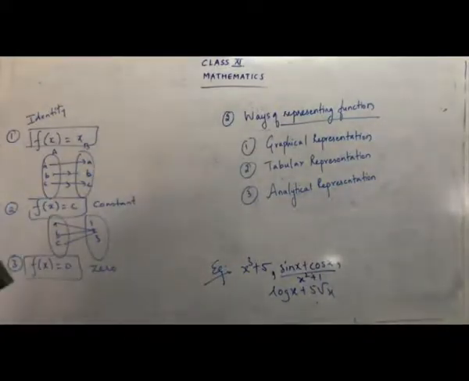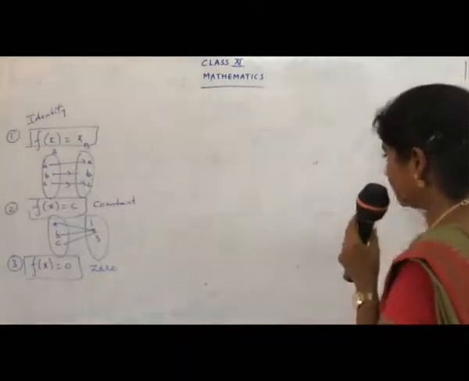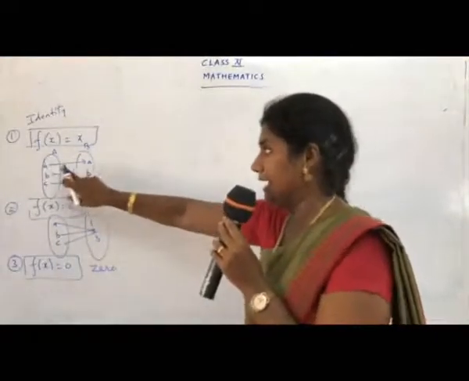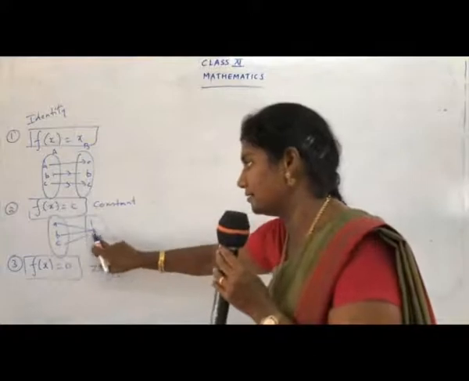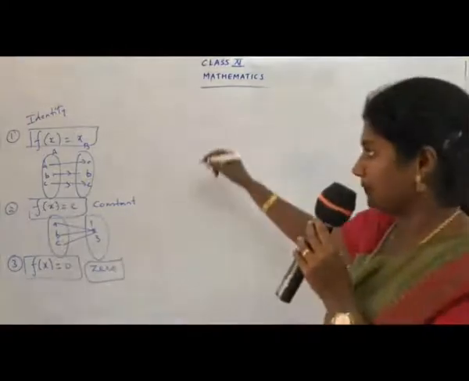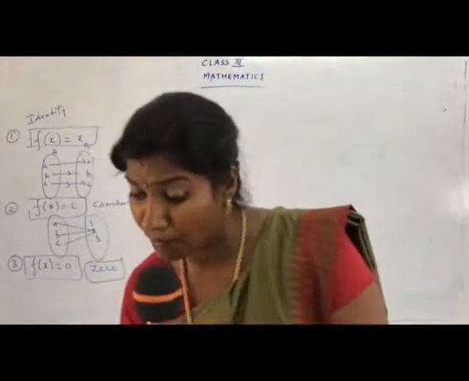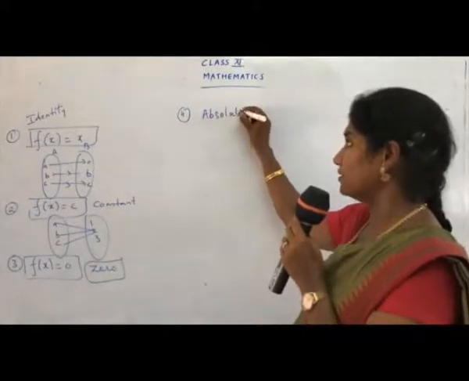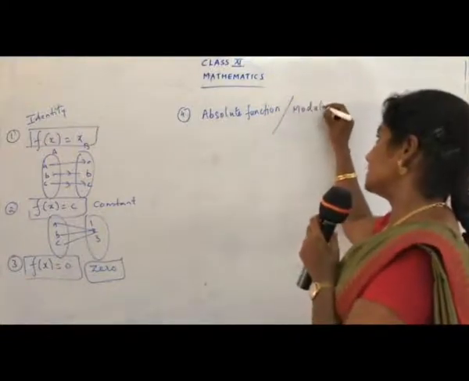So what are the 3 functions we have seen? The first one is identity function, f of x is equal to x. Every element is mapped to itself: A to A, B to B, C to C. Constant: everything is mapped to a constant. And f of x is equal to 0 is called a zero function. Let's go for the fourth one. You have a function called the absolute or modulus function. This is an important thing, and we have already studied about this in our lower classes. Absolute function or modulus function.